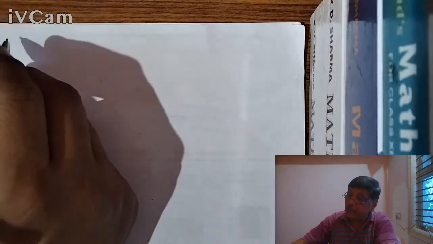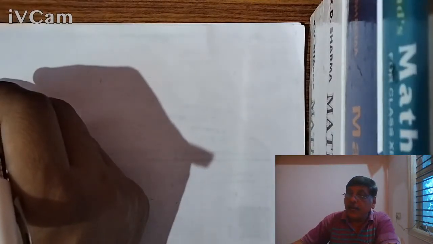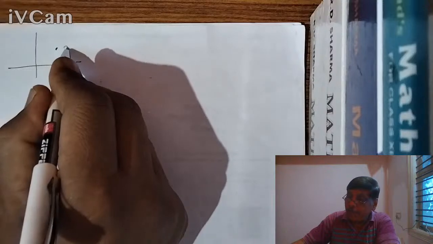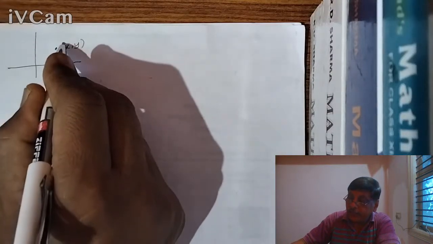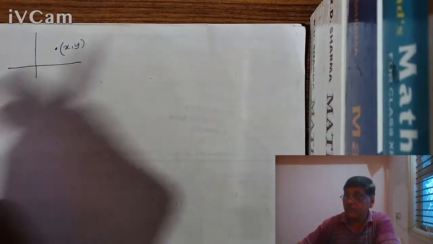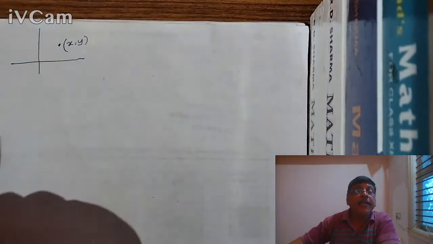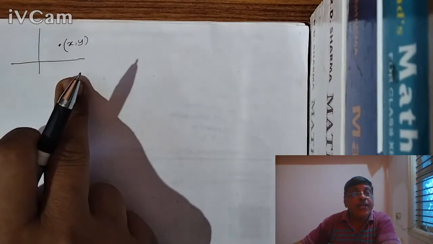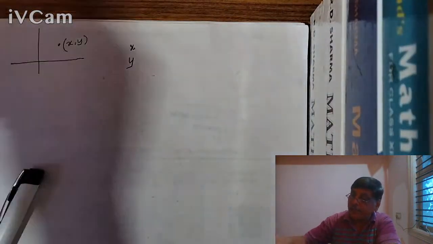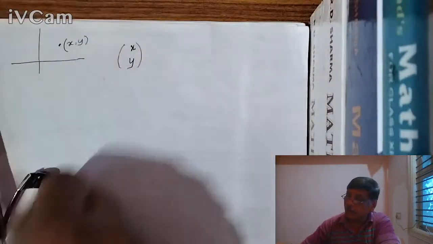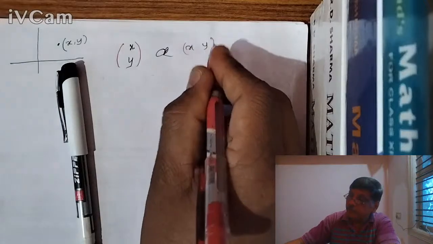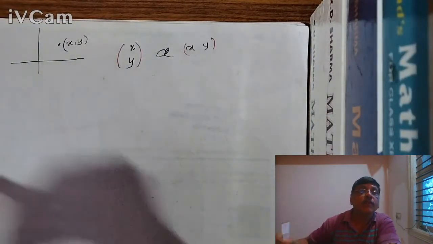Next, we come to analytical geometry. In a coordinate plane, every point is identified by an ordered pair of numbers x comma y. Is it right? So here we can represent a point in matrix form, that is x y like this, or we write like this also.